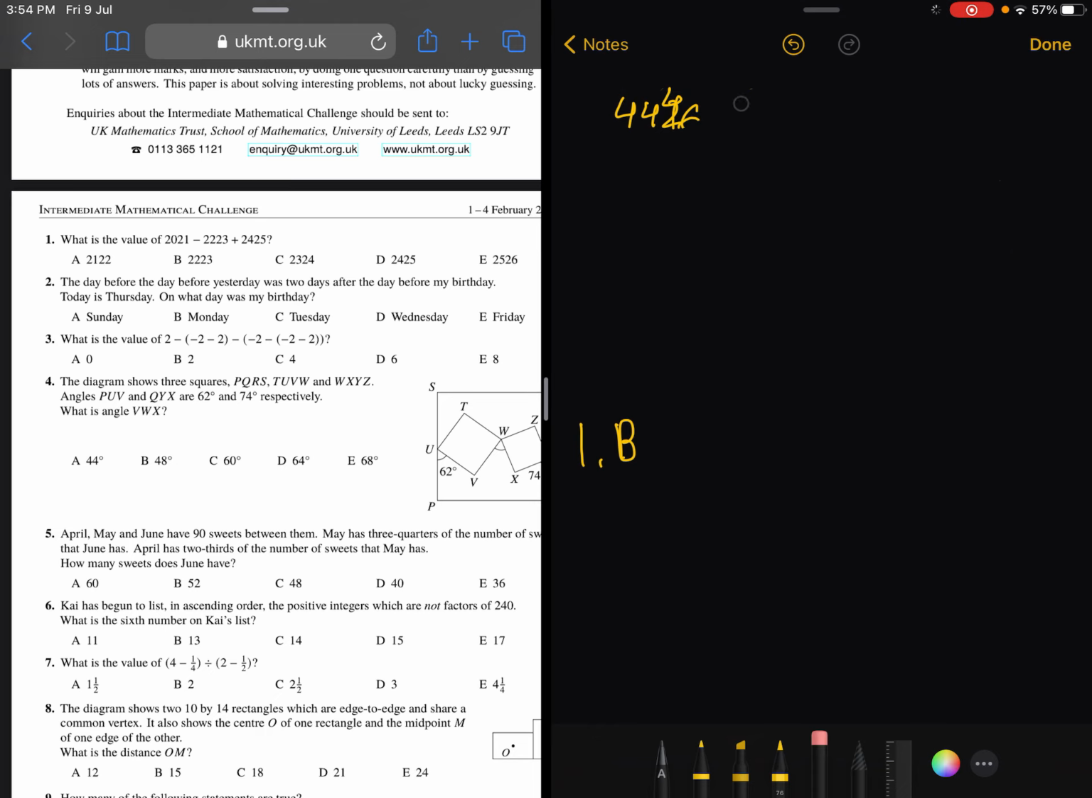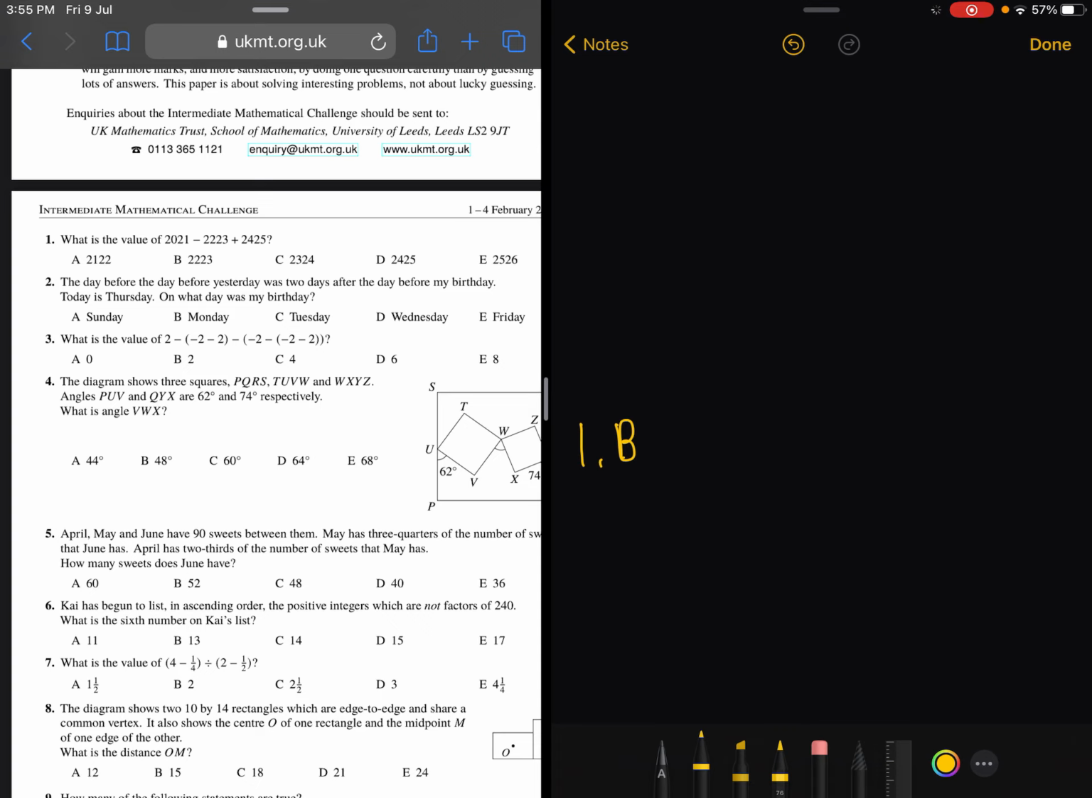Alright, question number 2. Question number 2 is actually a very tricky question because there's too much information. Let's just start with it. So day before yesterday was 2 days after the day before my birthday. Today is Thursday, and what day was my birthday?